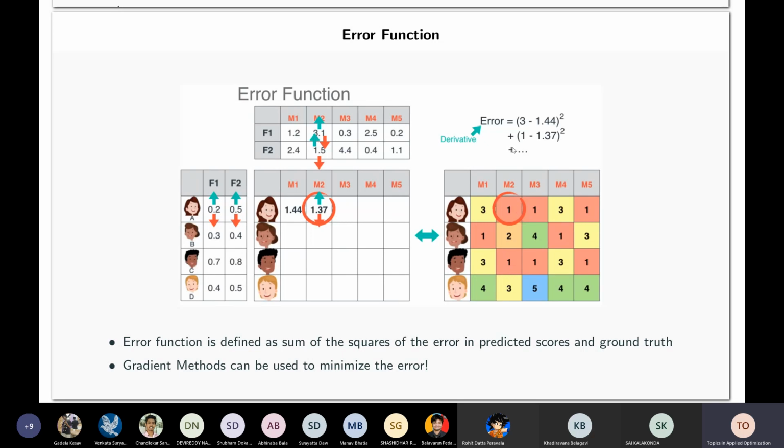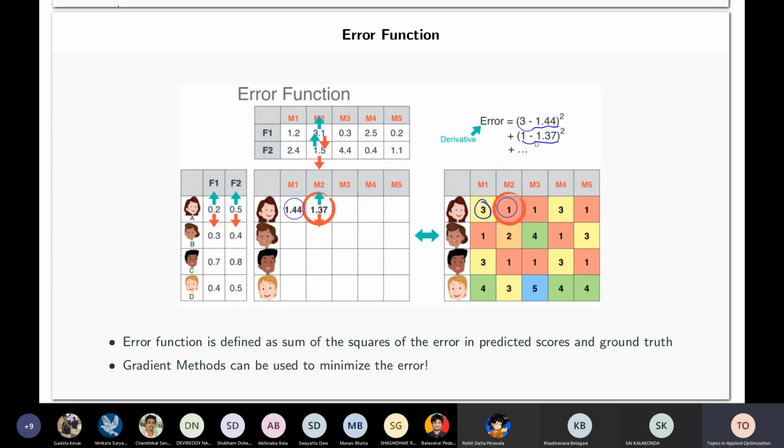So the error function can be based on these values. It's like how far is 3 from the current estimate 1.44. We are taking the L2 norm here. Similarly, we are asking for 1.37, how far it is from the ground truth 1. We can do this for all the entries. So we can define an error function as the sum of the squares of the error between the predicted score and the ground truth.